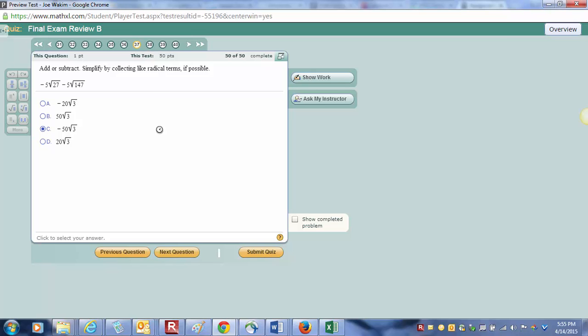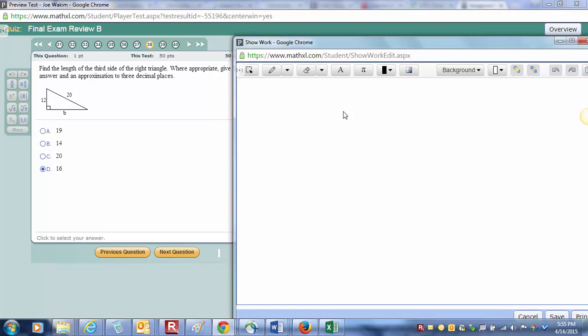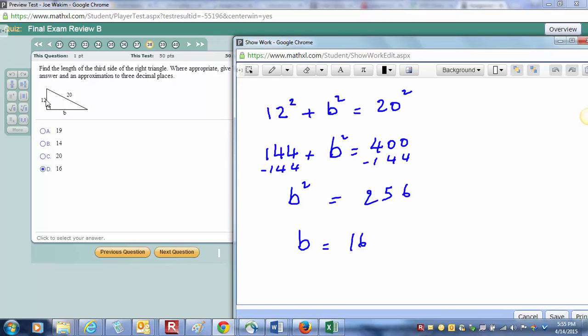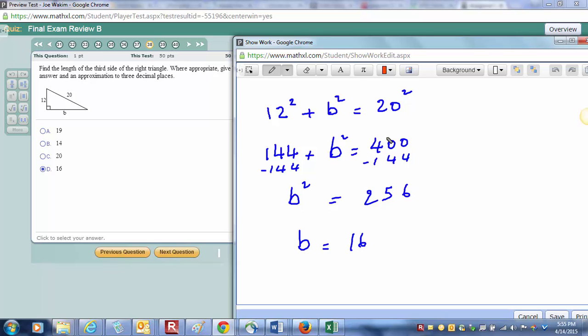Number 38. Okay, and we have a triangle. We're going to use the Pythagorean theorem. We have a squared plus b squared equals c squared. So 12 squared plus b squared equals 20 squared. 12 squared will give me 144, and 20 squared 400. Subtract 144 from both sides. You get b squared equals 256. Therefore, b equals the square root of 256, which is 16.